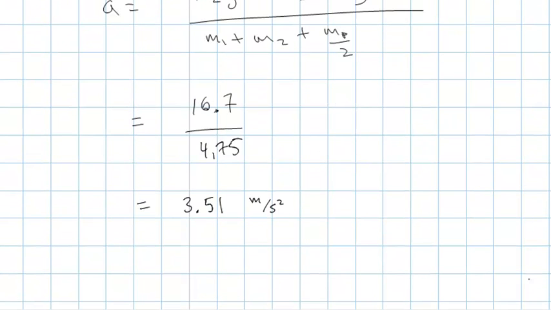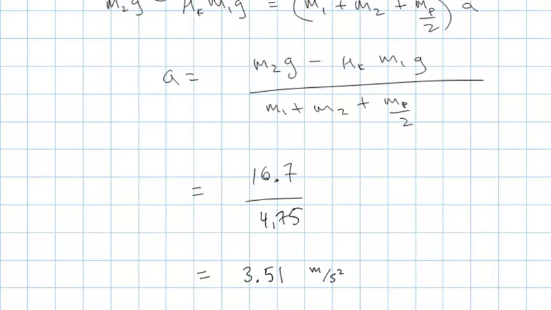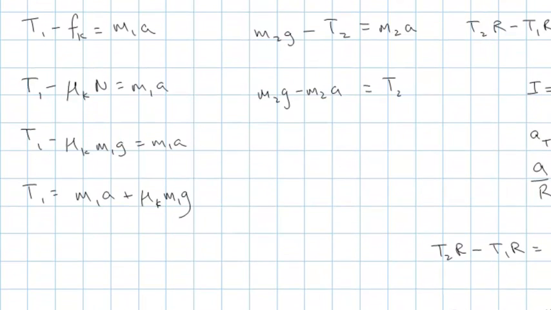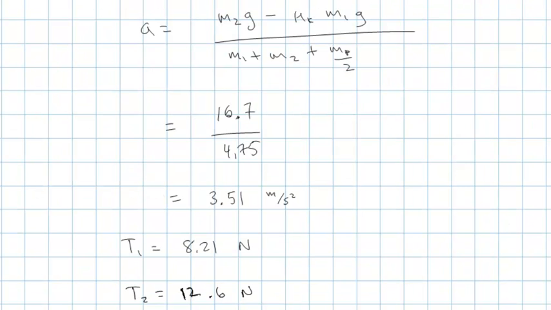So I punched in the numbers. I got 3.51 meters per second squared for the acceleration. And we can go back and solve for T1 and T2 using these other equations. So I got 8.21 newtons for T1 and 12.6 newtons for T2.